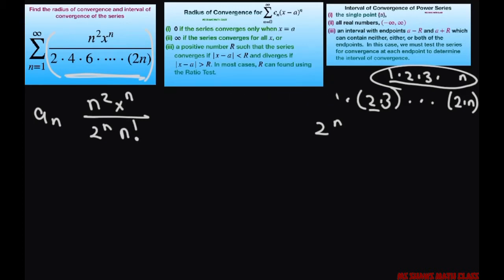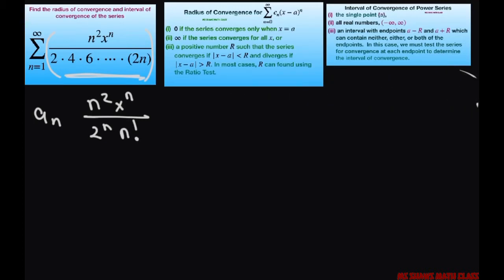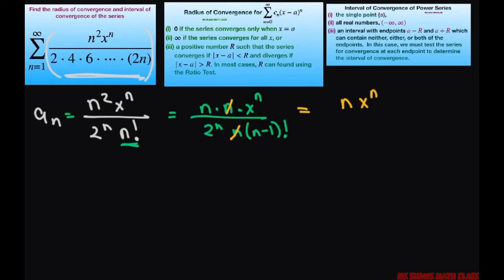So now that I rewrote that, and I'm just doing it so we can use the ratio test, I can also simplify this as n times x to the nth power divided by 2 to the nth. And when I rewrite this, this would be n times n minus 1 factorial. It's going to help later on. So the n's cancel. So now my a sub n is going to be n times x to the power of n divided by 2 to the n times n minus 1 factorial.